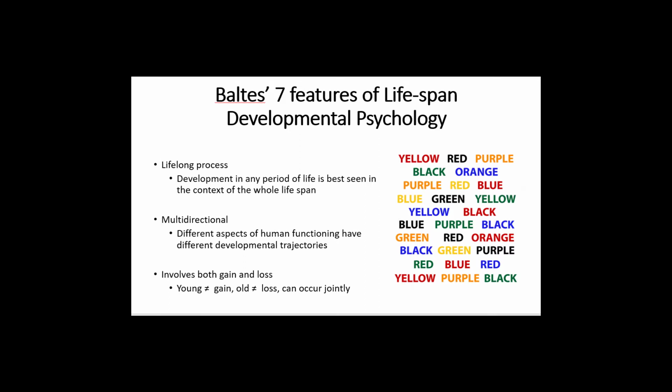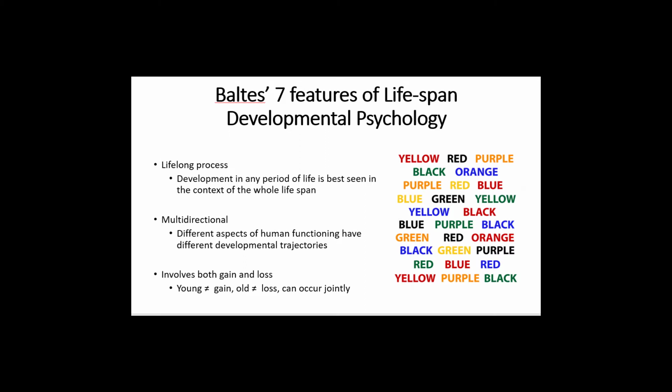Development is also multi-directional. Different aspects of human functioning have different developmental trajectories. So the idea here is certain psychological concepts develop at different rates. An easy example would be reading ability. As children get older, they learn to read better, right? And it becomes a much more automatic process. So look to your right, you see this is a classic test. You see the word yellow colored in red. So if you told a child to identify what color that word yellow is, they would probably say the word yellow because this is an automatic process.